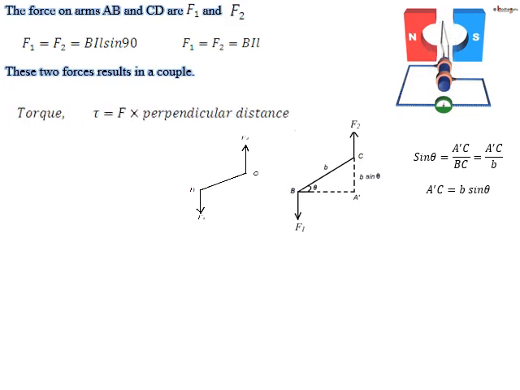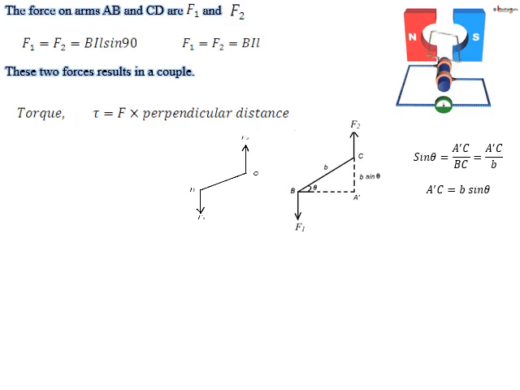So, torque is equal to force into perpendicular distance. In the first case, the perpendicular distance was just BC. But when you come here, since it has been tilted by an angle theta, we consider a small triangle there as shown in the figure, BCA' as the triangle, and theta is the angle between BC and the magnetic field. BC is the loop and the magnetic field I have not shown here, so it makes an angle theta.